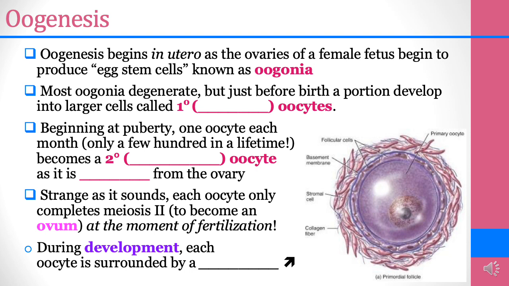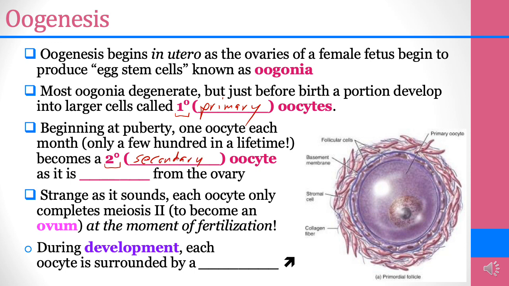Okay. Oogenesis begins in utero as the ovaries of a female fetus begin to produce egg stem cells known as oogonia. This is just summarizing what we just talked about. Most oogonia degenerate, but just before birth, a portion develop into primary oocytes, which are slightly larger cells. Biologists often use this abbreviation, 1 with a degree to mean primary, 2 with a degree to mean secondary.